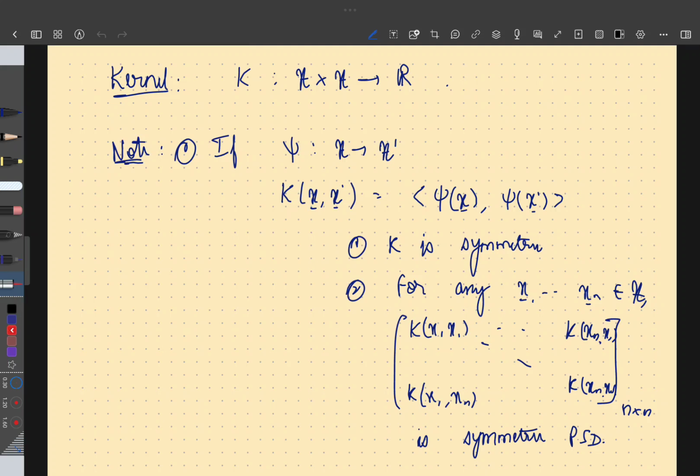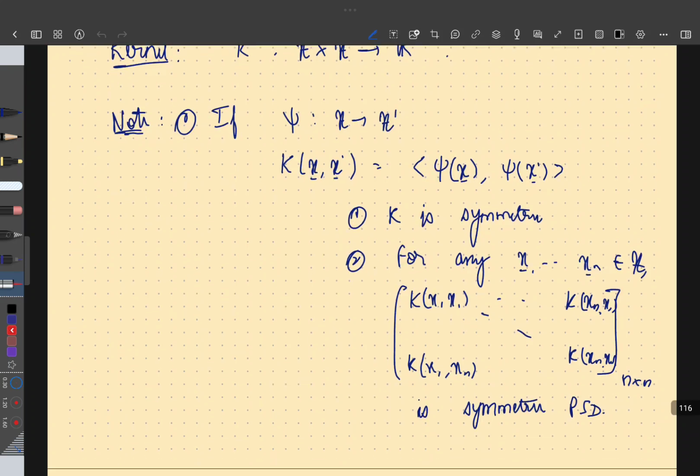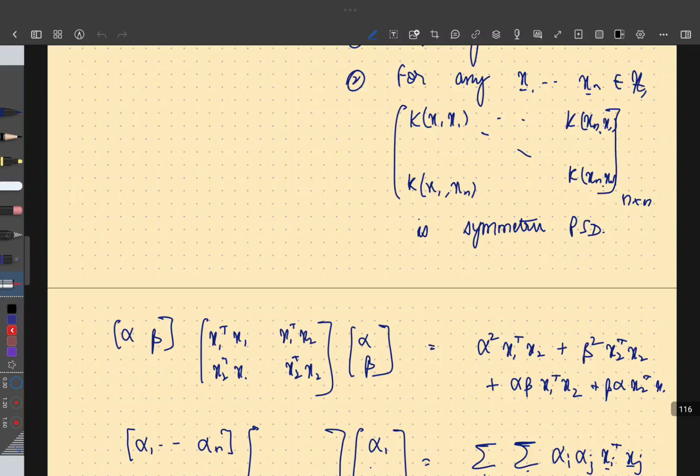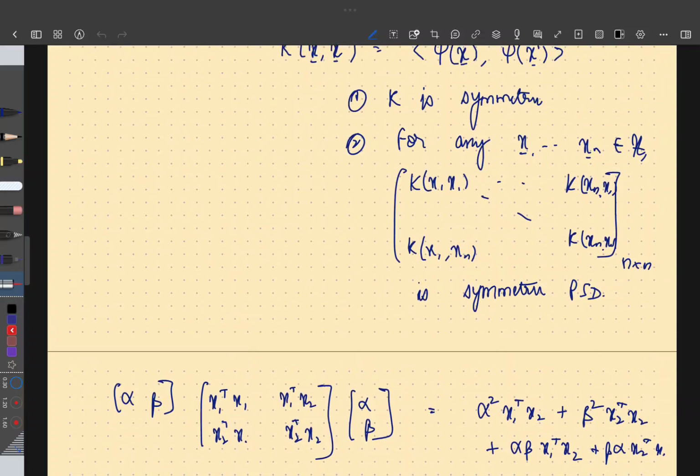In the last class, I introduced this notion of a kernel. A kernel is just a symmetric map from X to R. So it takes two symbols from the domain as input and outputs some real number. That's a very generic definition. But what we're interested in are kernels which look like inner products. So in addition to being symmetric, we also want to make sure that if you take any n points and form this particular gram matrix, then this gram matrix should be symmetric and positive semi-definite.